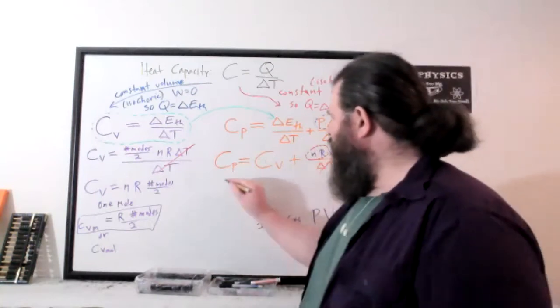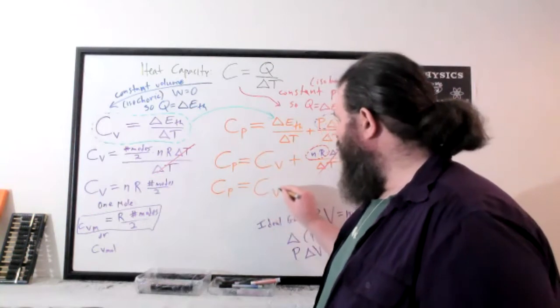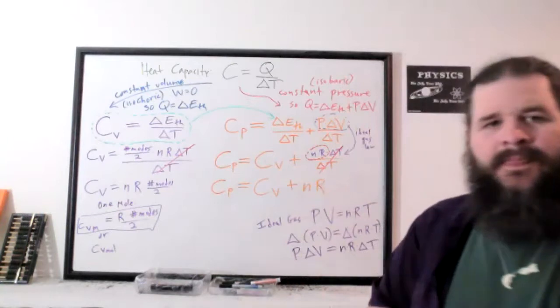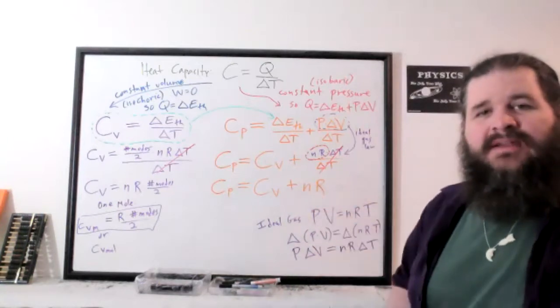So that means in general, the heat capacity at constant pressure is exactly the heat capacity at constant volume plus this extra term nR. So that's the little bit extra. That's the difference between CP versus CV.